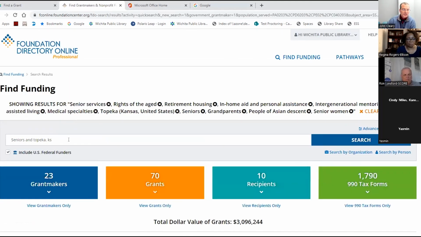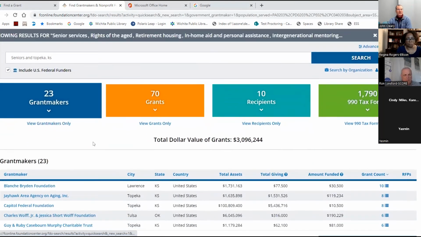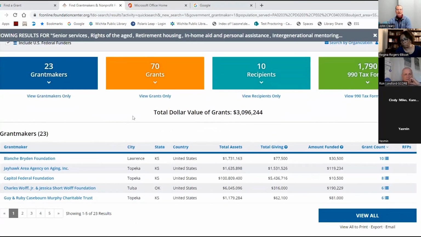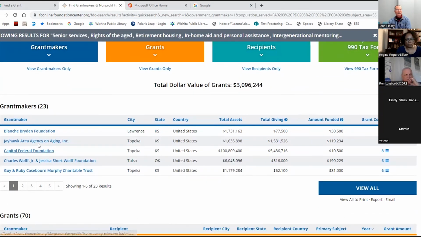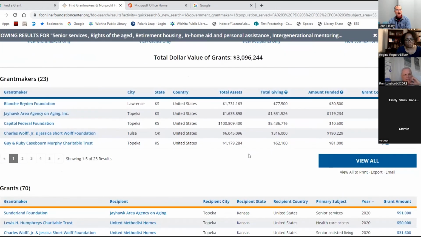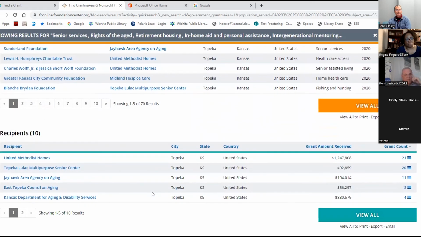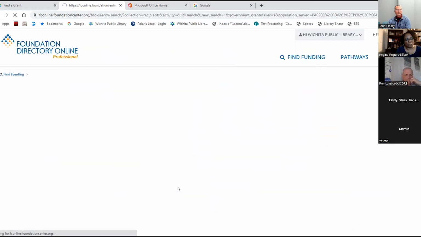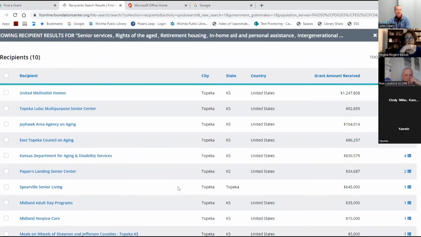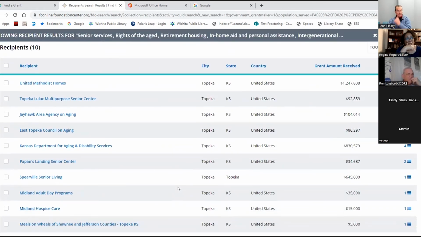So searching for seniors and Topeka, Kansas, we get a list of 23 grant makers, 70 grants, and 10 recipients. These are the top 5 grant makers for that topic. Here's the top 5 grants given and the different recipients in Topeka. And here's a listing of the 10 recipients for those types of grants in Topeka.